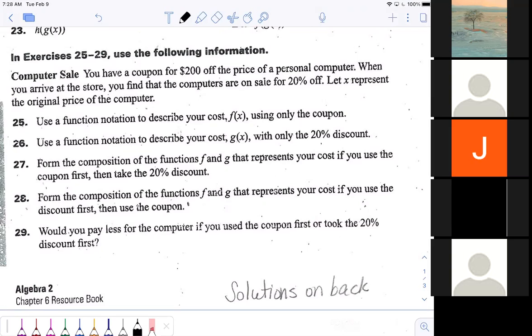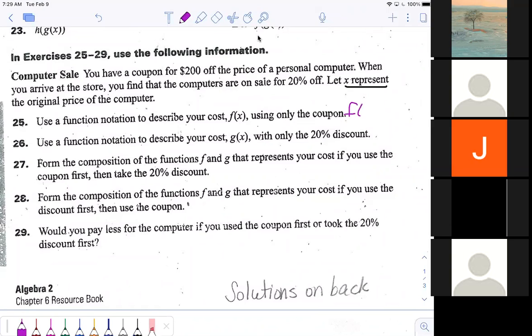So in this case, you have a coupon for $200 off a computer. When you arrive at the store, you find that the computers are on sale. So it's not a coupon, but at least they're on sale, which is even a good thing too. The sale is 20% off. It says let X represent the original price of the computer. So the first question says use function notation to describe your cost with you only using the coupon. So only using the coupon, we want to figure out the cost of the item. And it says X is the original price.